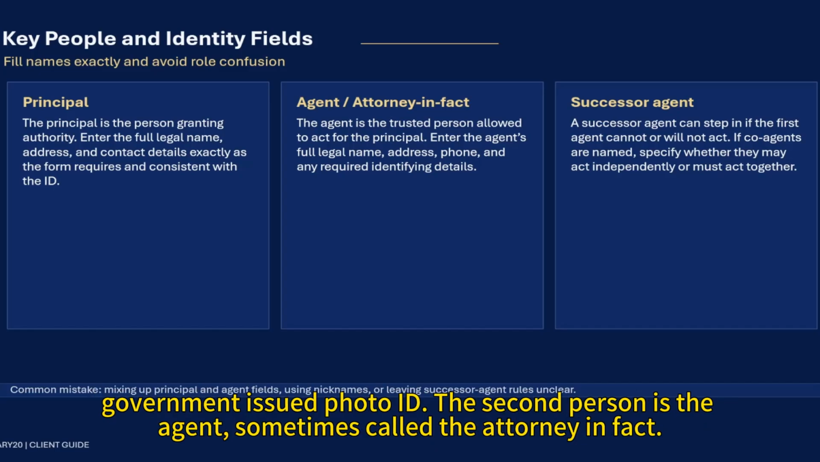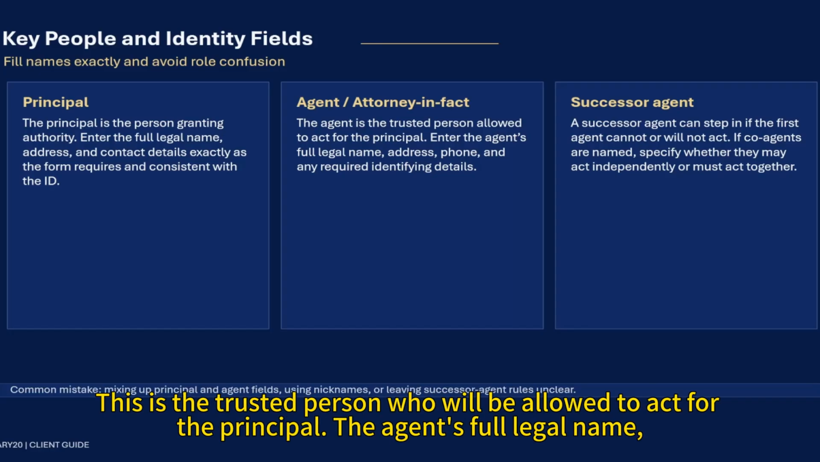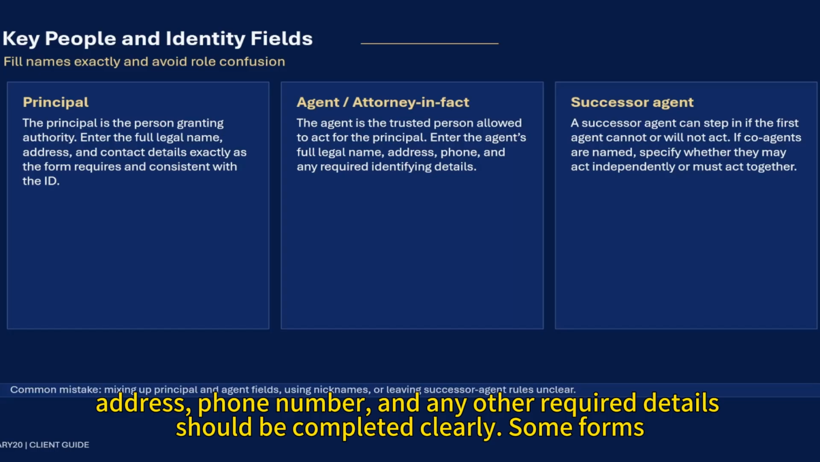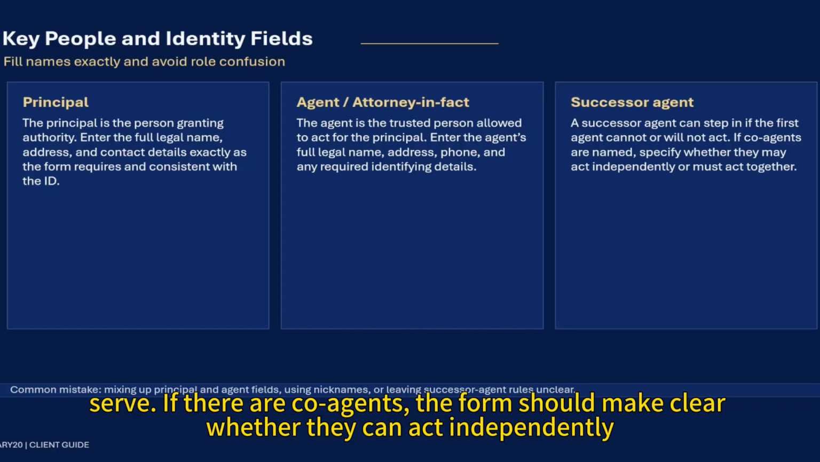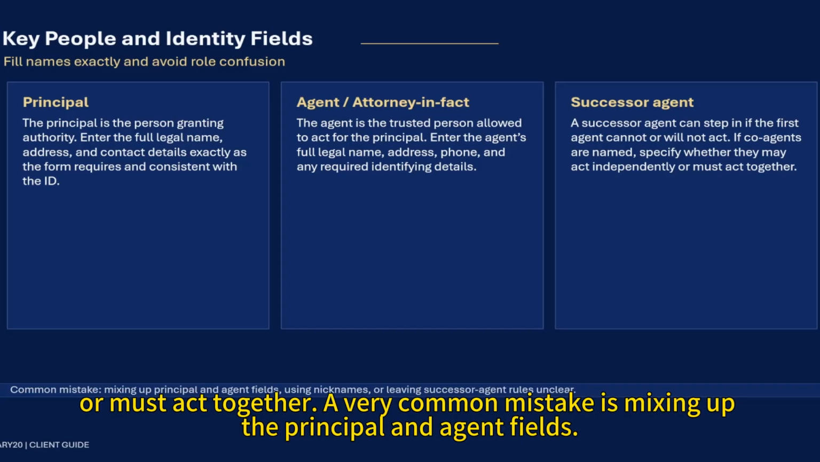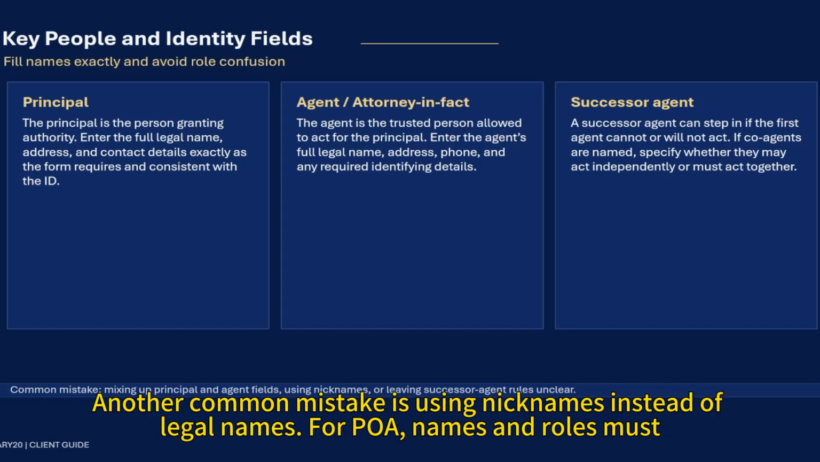The second person is the agent, sometimes called the attorney-in-fact. This is the trusted person who will be allowed to act for the principal. The agent's full legal name, address, phone number, and any other required details should be completed clearly. Some forms also allow a successor agent. A successor agent can step in if the first agent cannot or will not serve. If there are co-agents, the form should make clear whether they can act independently or must act together. A very common mistake is mixing up the principal and agent fields. Another common mistake is using nicknames instead of legal names. For a POA, names and roles must be clear.